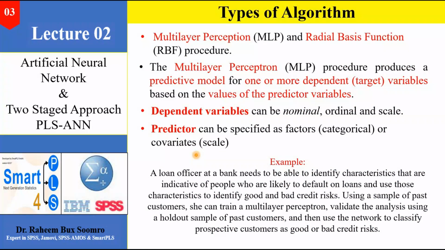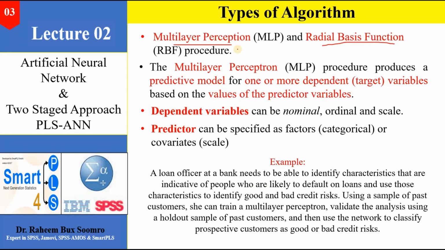So some technical terms. The first technical term is about the algorithm. All the software basically run some algorithms. Two algorithms are available: the first is the multi-layer perceptron (MLP), and the second is the radial basis function (RBF).